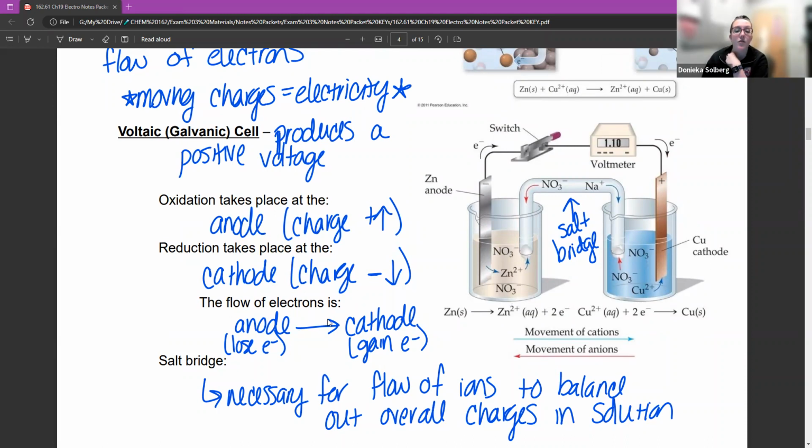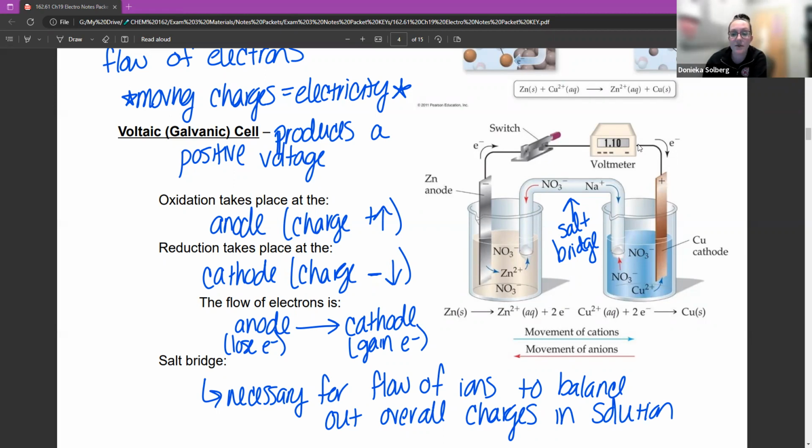Okay, now the flow of electrons is always going to go from the anode to the cathode, because something is losing electrons and something is gaining electrons. Wherever we're losing the electrons, so the zinc is losing electrons when it's going from Zn0 to Zn2+, they are going to flow to the cathode, which is where we are gaining the electrons. So the copper 2+ is going to be taking in those electrons, making copper with no charge, which is copper metal. And that's how we get the copper metal to be on the right side.